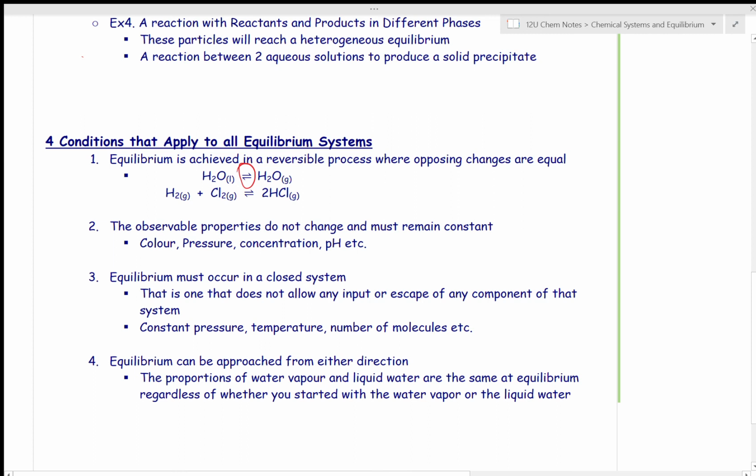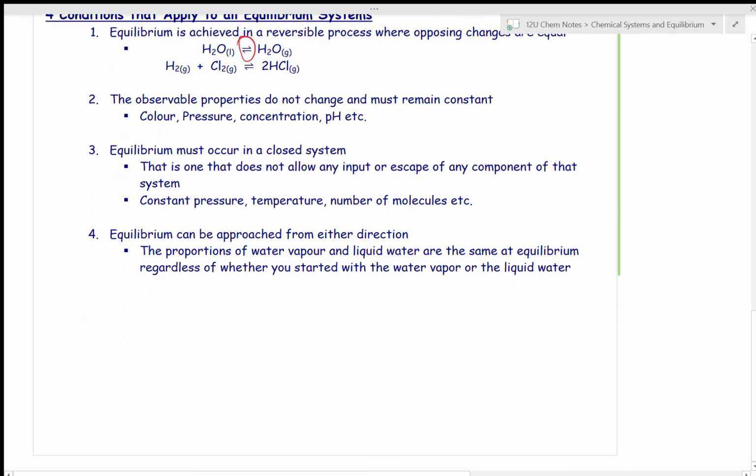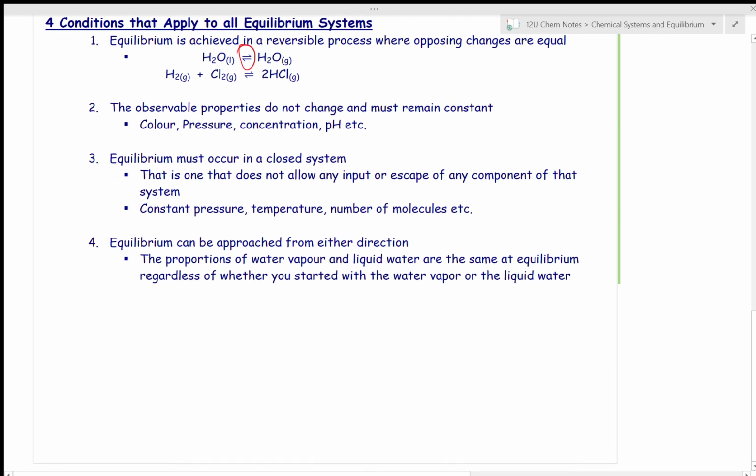The third one is that equilibrium must occur in a closed system. If you don't have a closed system, then things can escape or come into the system, and you could never reach an equilibrium because things will continually change and they'll never be able to stay constant. So constant pressure, constant temperature, and a constant number of molecules has to be present in order to have a system at equilibrium. The last one is that equilibrium can be approached from either direction.